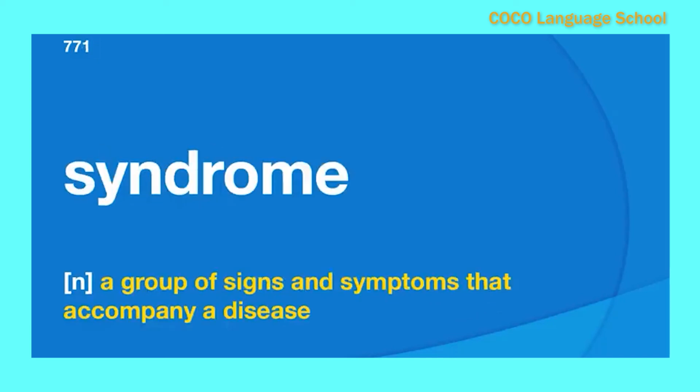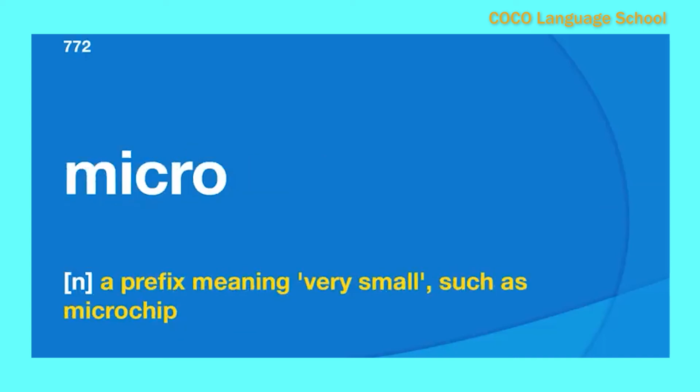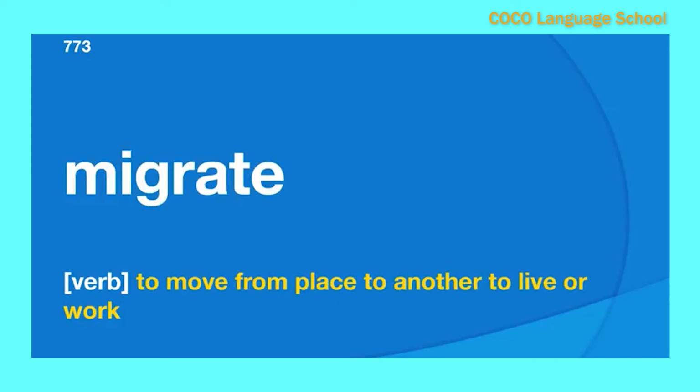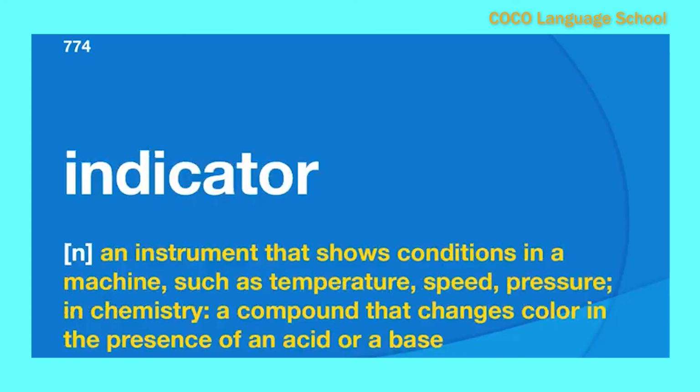A group of signs and symptoms that accompany a disease. Syndrome. A prefix meaning very small, such as microchip. Micro. To move from one place to another to live or work. Migrate. An instrument that shows conditions in a machine, such as temperature, speed, pressure. In chemistry, a compound that changes color in the presence of an acid or a base. Indicator.